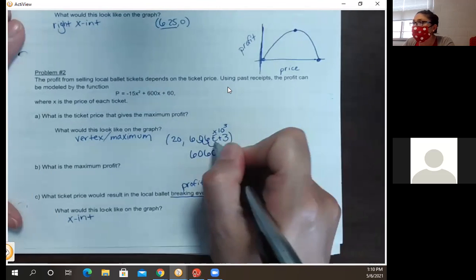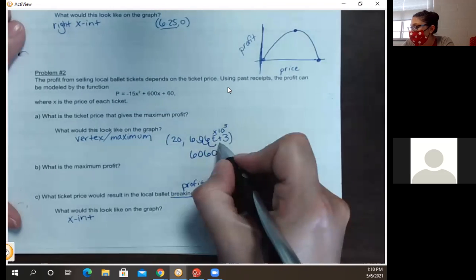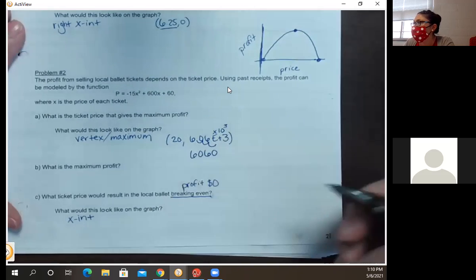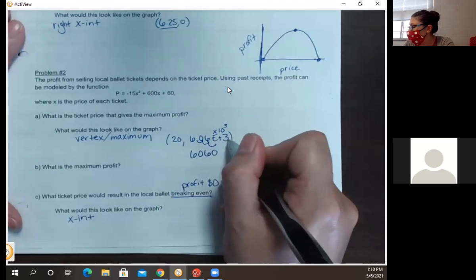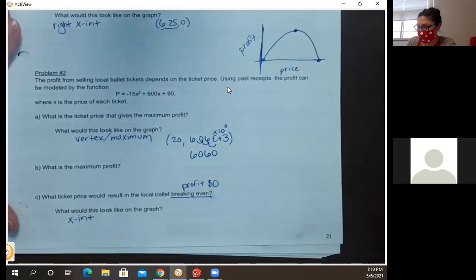Anytime you get an E, that's your calculator saying I'm giving you scientific notation. If it's plus a number, that means your number is bigger than what you're seeing here. If it's minus a number, you're going to move your decimal the other way because it's smaller than what you're seeing. Okay, so scientific notation.